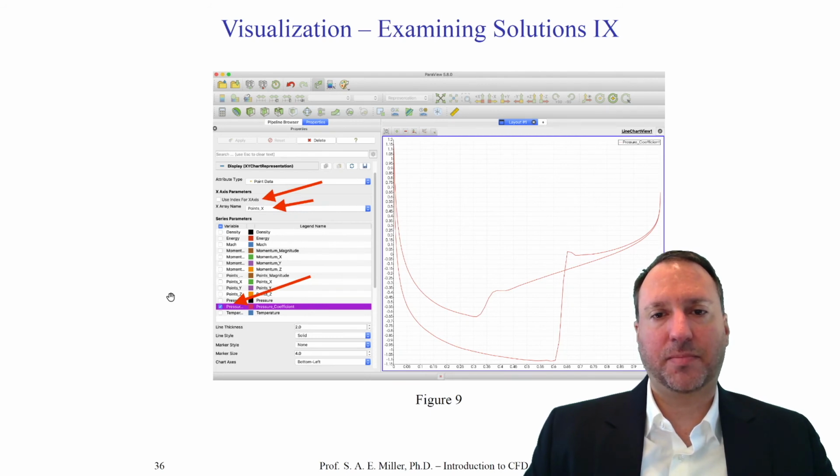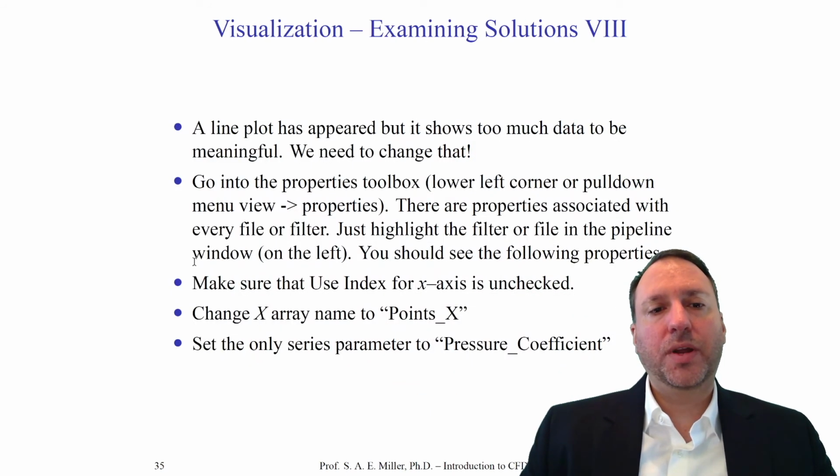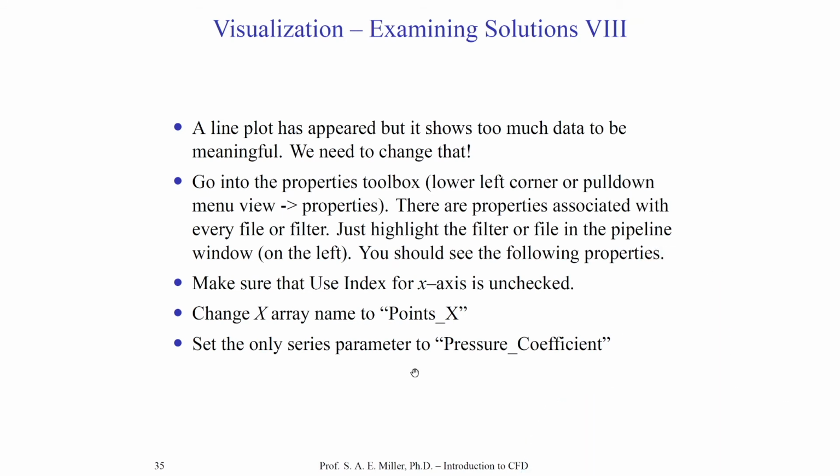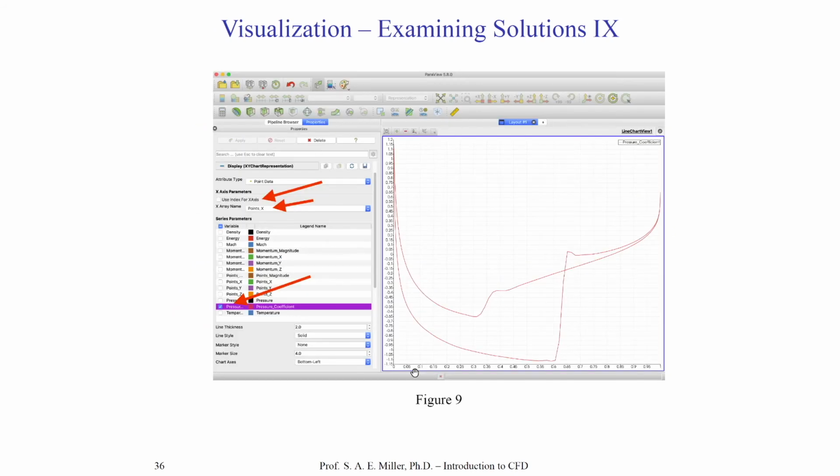We'll look at this in a sec, but let's just review. We will set that the index for the x-axis is unchecked. We will change the X array name to X points, and we will set the series parameter to pressure coefficient. Let's see what happens in our windows. So you see now I have the pipeline browser and a thing called properties. I clicked the newly created filter, and then I clicked properties. And so now I'm seeing the properties window associated with the Plot Data filter. I should see a window like this.